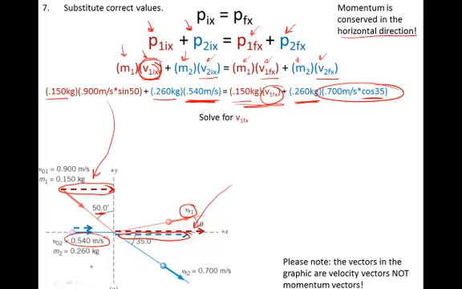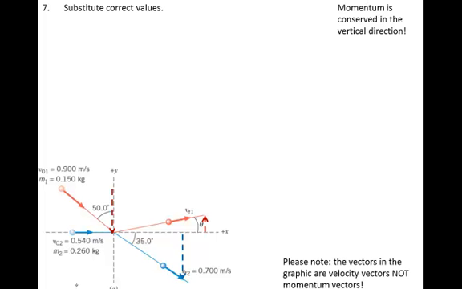So we need to solve for V1F, and I'll let you do the math. Pause the video if you need to. And we find that V1 final turns out to be 0.63 meters per second. Now let's look at how we would do this in the vertical direction.